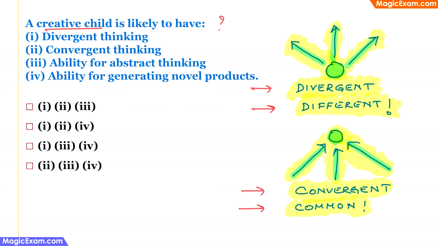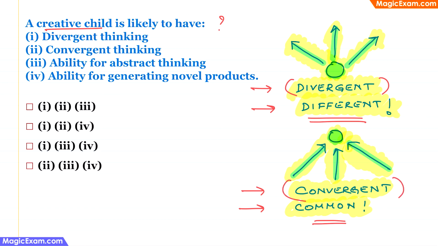So, if a child has an ability to think in a different manner, then the child is more likely to be creative. Whereas, if the child is just thinking in the same common way as anybody else, then this child is not likely to be creative. Therefore, a child who is displaying divergent thinking may be creative, and a child who is displaying convergent thinking may be normal.